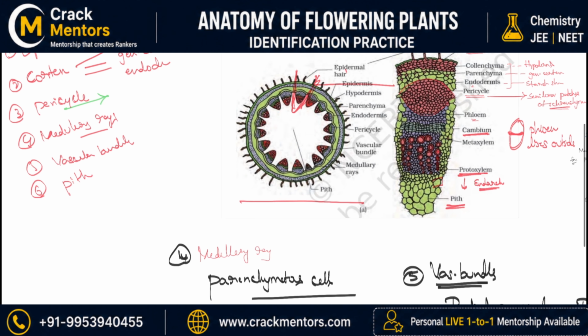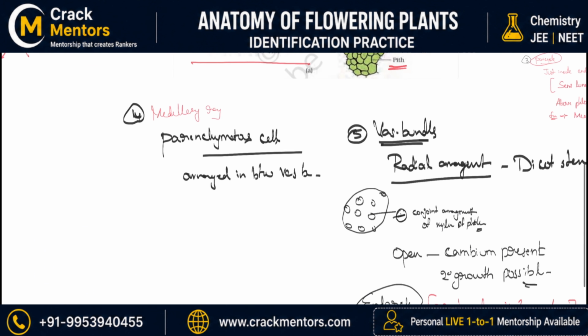The other important point in the pericycle is that it is arranged in semilunar patches of sclerenchyma. As the cells of sclerenchyma are present, the major function of this pericycle is mechanical support. So now we are done with the dicot stem. After this we will go to the monocot stem.